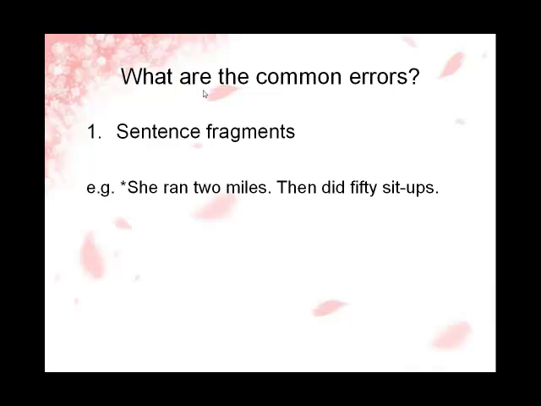Now let's look at an example. She runs 2 miles, then did 50 sit-ups. There is no problem for the first sentence, but for the second one, there is no subject in this sentence, so it is a fragment, not a complete sentence. Therefore, we can revise this sentence with the help of a conjunction, and we get the correct one. She ran 2 miles, and then did 50 sit-ups. The conjunction connects the two sentences so that they can share one subject.